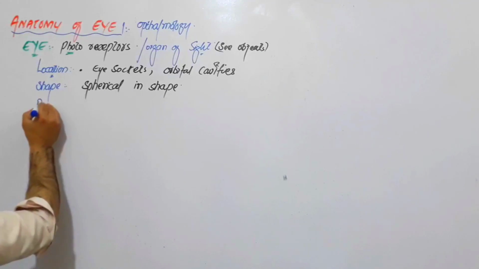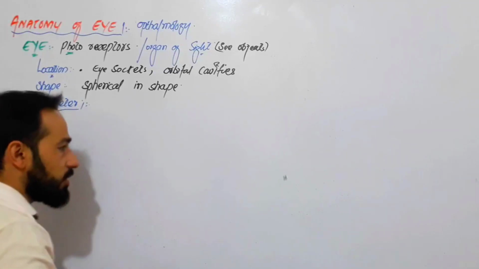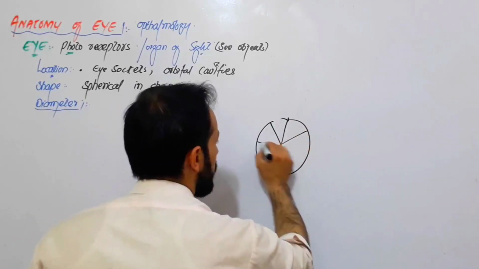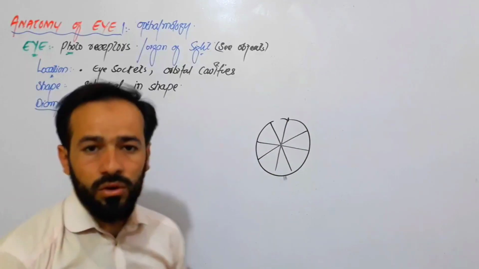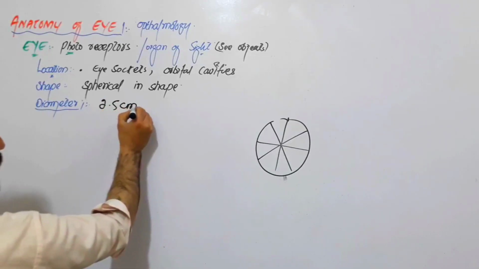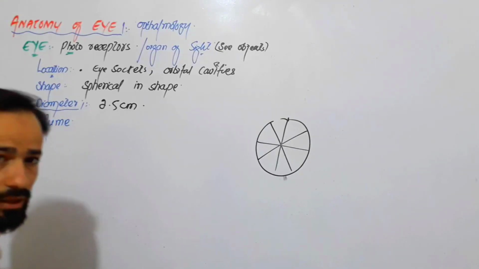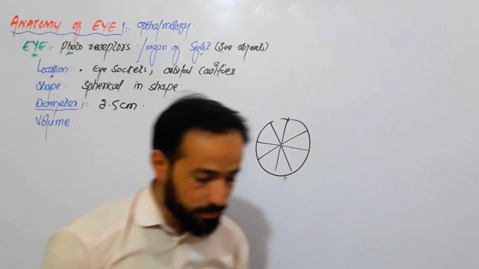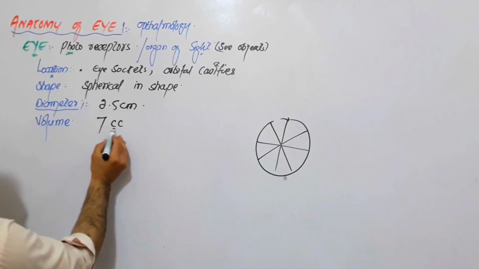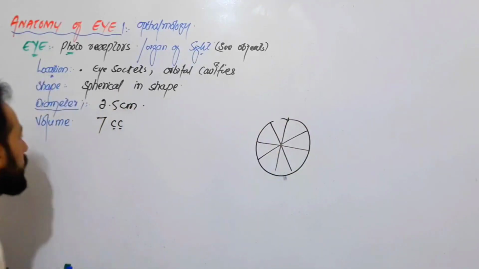Then what is the diameter of the eye? Diameter means, if this is the eye, from here like this, like this, what is the whole diameter of the eye? Its diameter is about 2.5 centimeter. And how much space does our eye occupy? What is the volume of the eye? The volume of our eye is about 7 centimeter cube, 7 cc. C means centimeter cube, right? So it has a special volume, and that volume is about 7 centimeter cube.